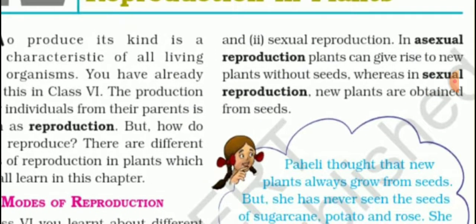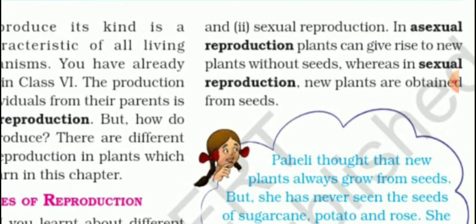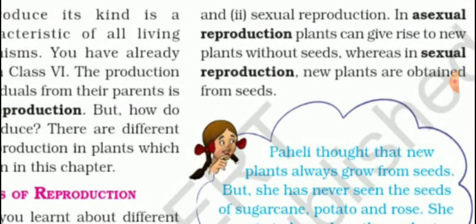In asexual reproduction, plants can give rise to new plants without seeds. Note the point, students: asexual reproduction means new plants without seeds. In sexual reproduction, the new plants are obtained from seeds. That is sexual reproduction. In asexual reproduction, plants give rise to new plants without seeds.